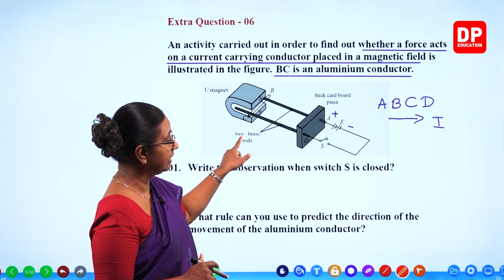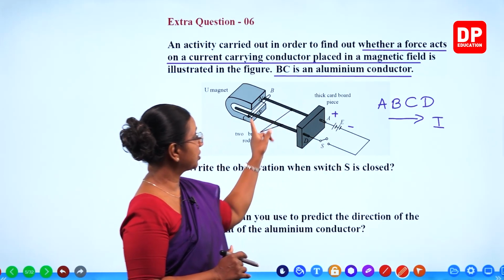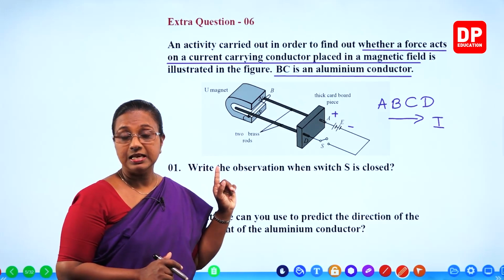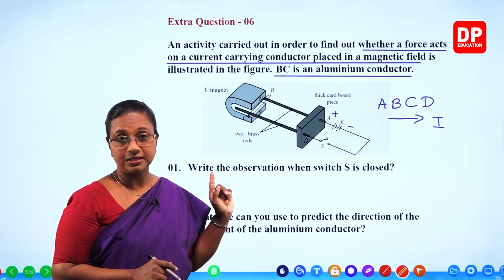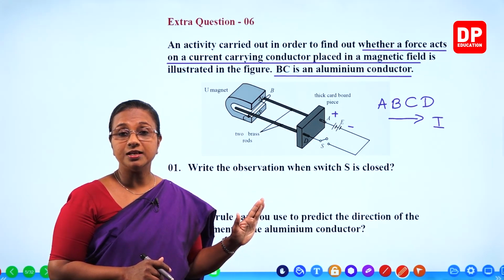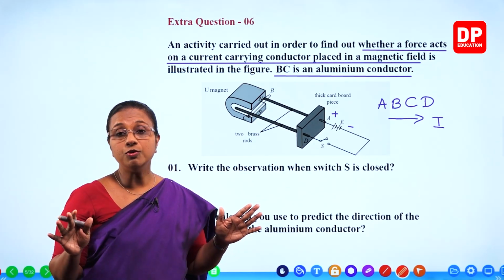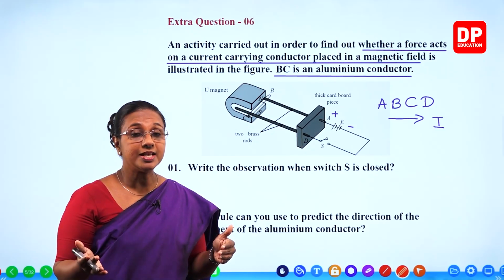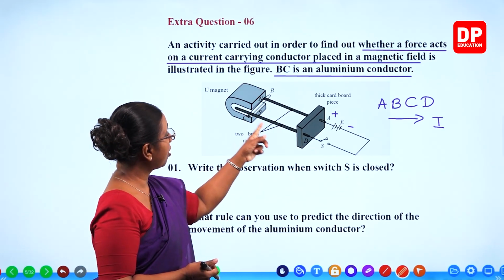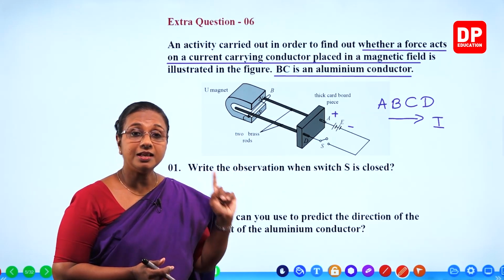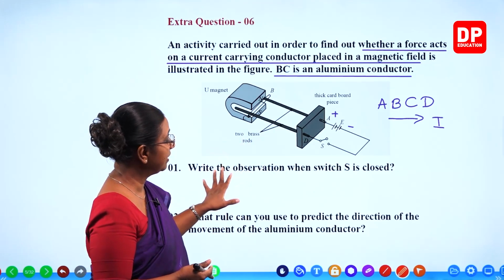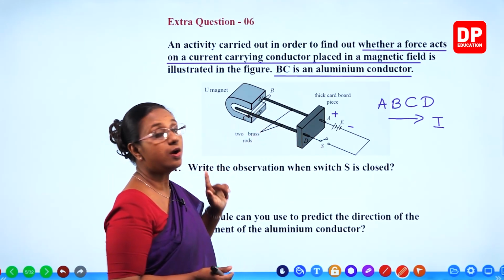So the magnetic field is there. When the switch is closed, current will flow. The conductor is BC, an aluminium conductor. You all know, students, when there is no force acting on the conductor, there will be no movement. But when there is an unbalanced force, there will be a movement. You can see the rod moving. That is if there is a force acting on it. So that's what we do: we close the switch and observe.